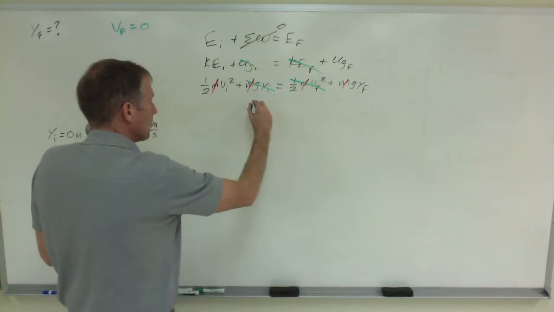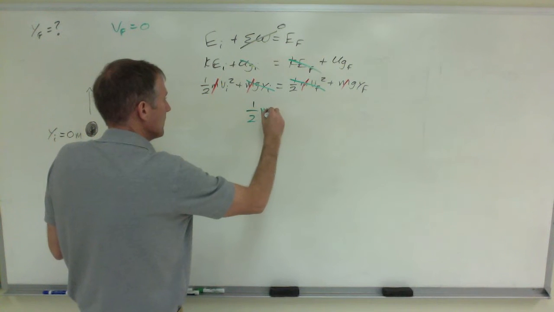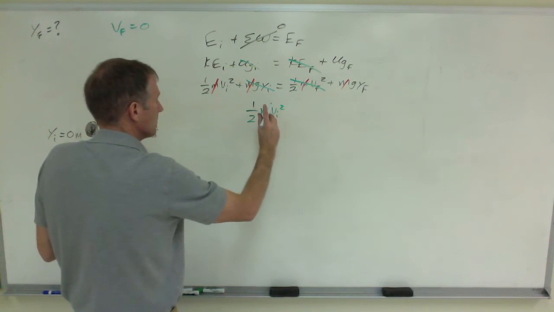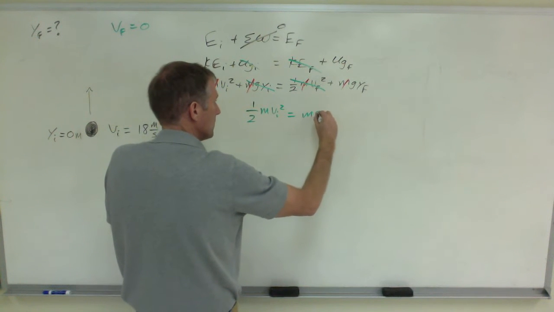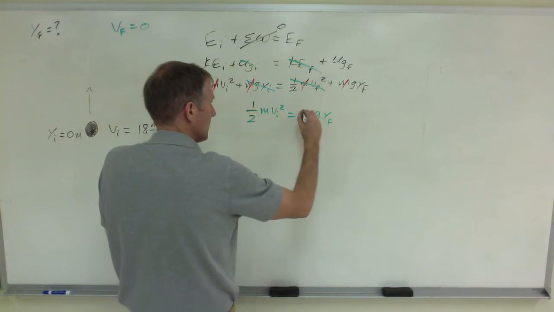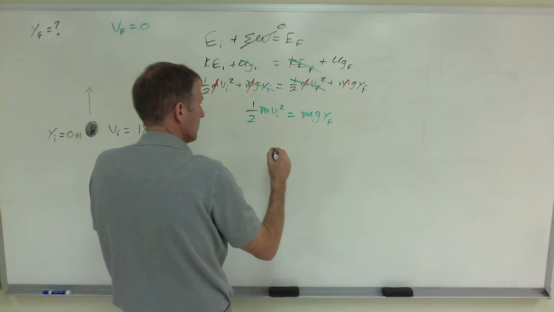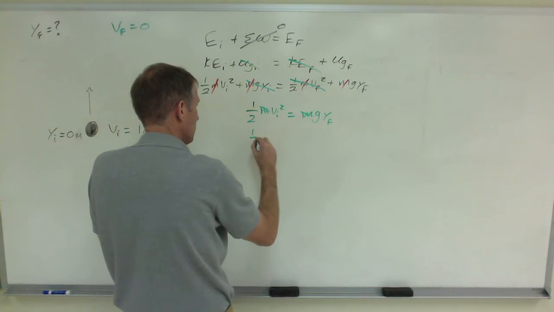So now I end up with 1/2 m vi squared equals m g y final. Oh, the m's cancel, I'm sorry. Let me just rewrite this. 1/2 vi squared equals g y final. Again, the m's canceled out. And I'm looking for that. So let's put in numbers.